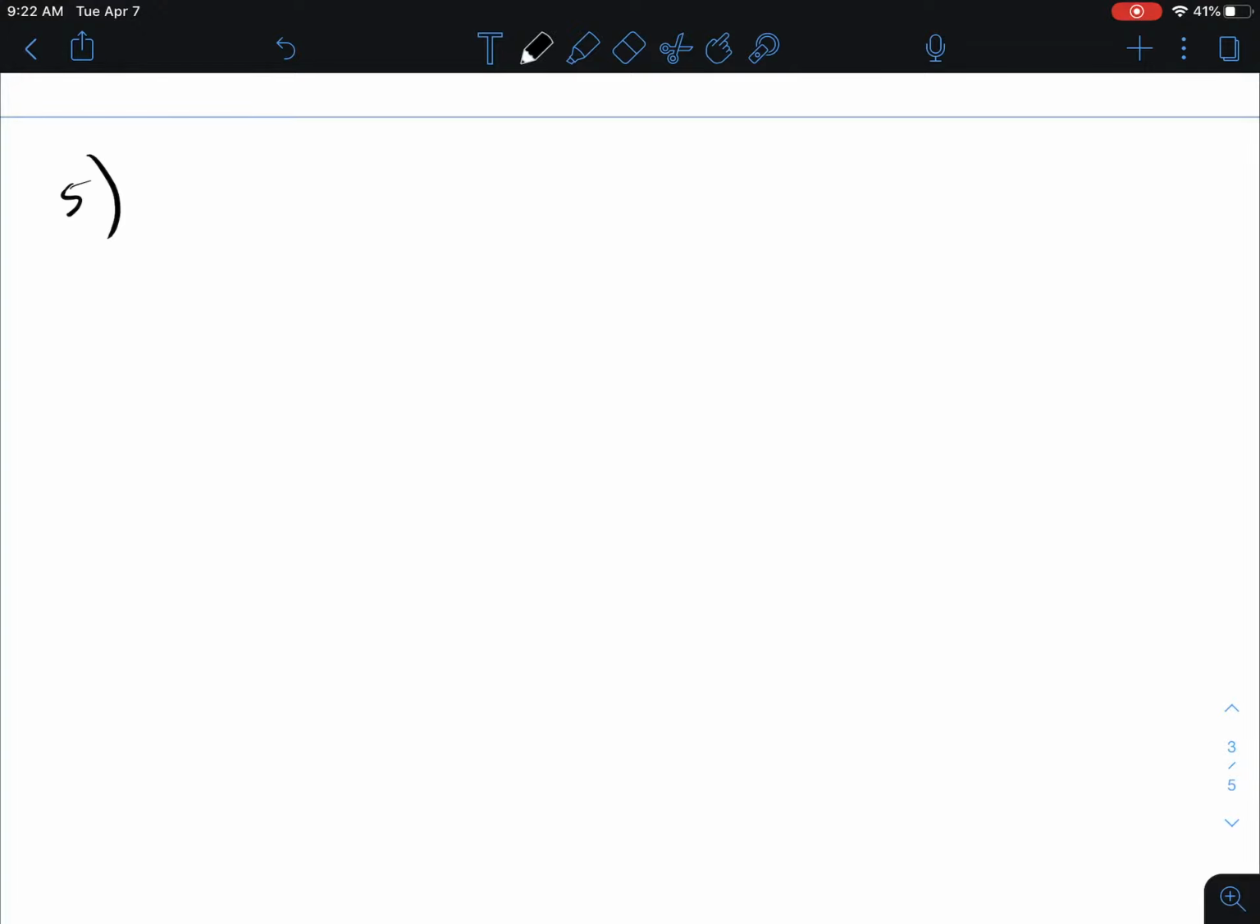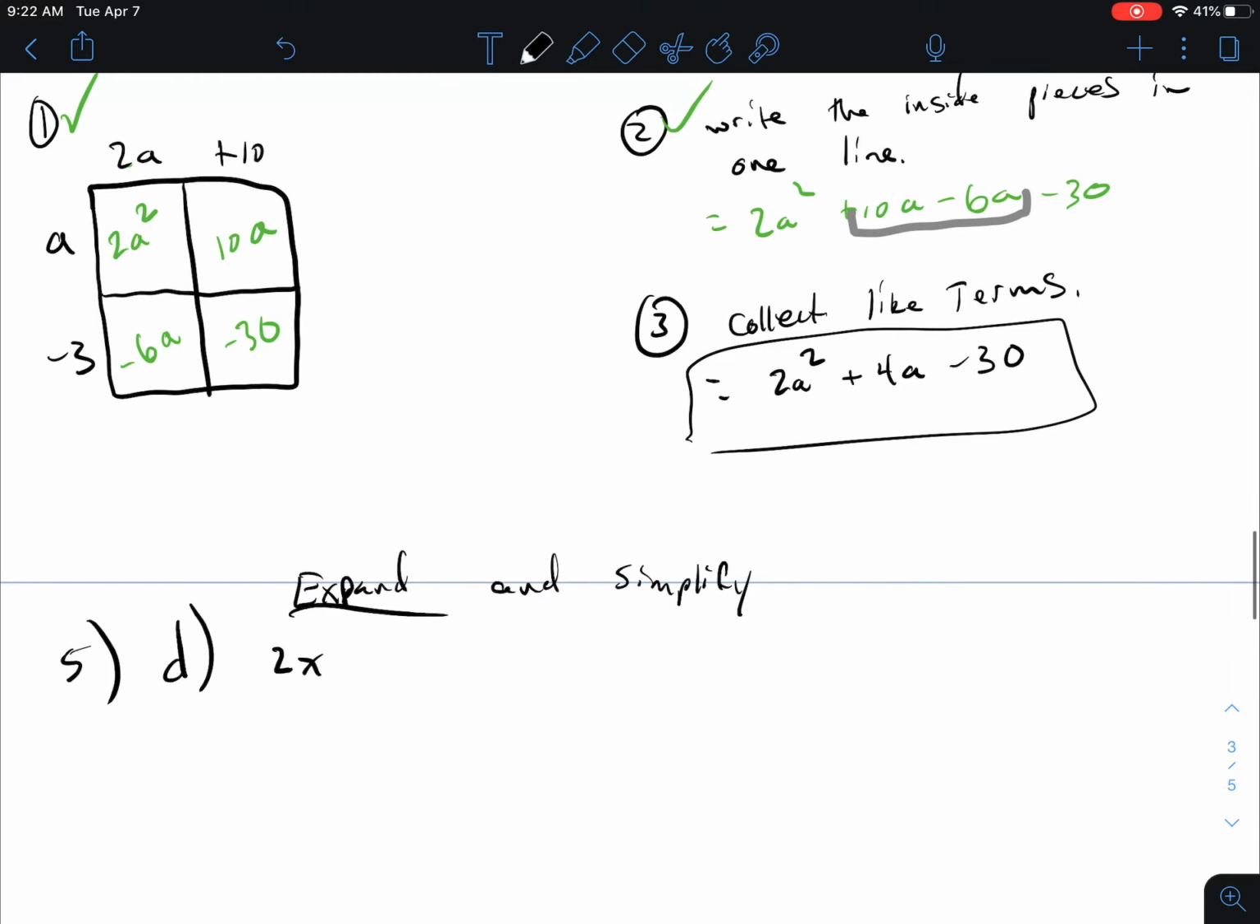These are pretty long questions, so these take a bit of time. So let's do, how about I do D? D could be, but this time instead of using the table method, I'll use distribution. It would go a little bit faster. Okay, so I'll write out 2x. Again, the question just is expand and simplify. Expanding is actually doing the table, but then simplifying is getting your final answer, so you've got to do both.